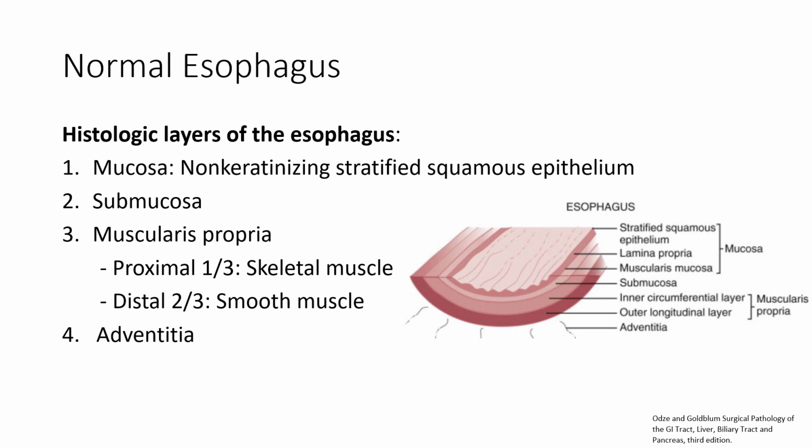The esophageal wall is divided into 4 layers. The innermost layer is the mucosa, which consists of non-keratinizing stratified squamous epithelium. Beneath the mucosa is the submucosa, which consists of connective tissue. Beneath it is the muscularis propria. The proximal one-third of the muscularis propria consists of skeletal muscle, while the distal two-thirds consists of smooth muscle. The outermost layer is the adventitia.